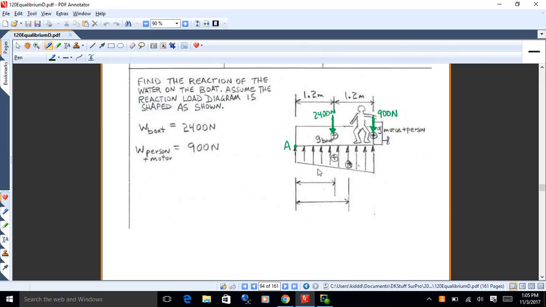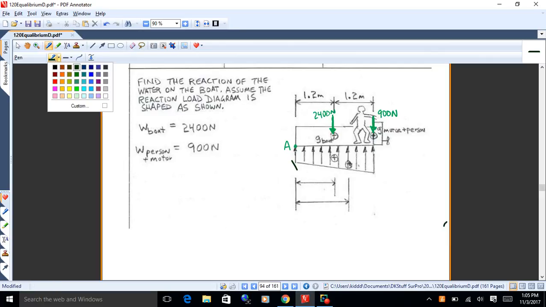Now, what we're going to do, we've got this trapezoidal load diagram. We've got the two weights of the motor and person back there, and then we've got the boat itself. And then what we're going to do here is assume this is a trapezoidal load diagram. So what we'll do with that is we'll cut that into a triangle and a rectangle, as we do with these. So we'll run that line straight across and get a little right triangle there with a rectangle. So why don't you get the centroids of the triangle and the rectangle?